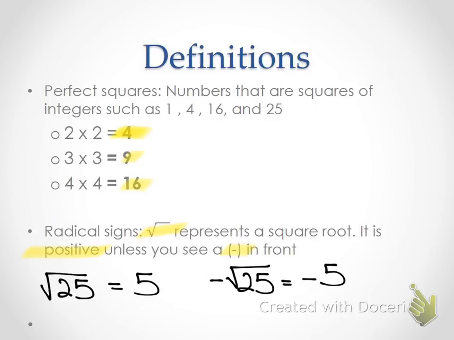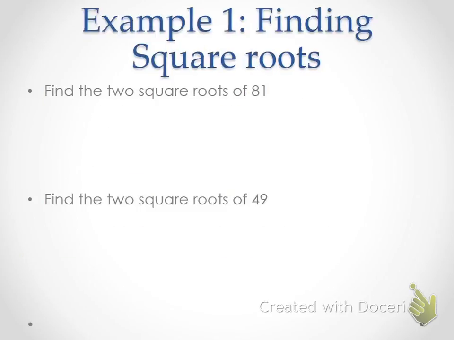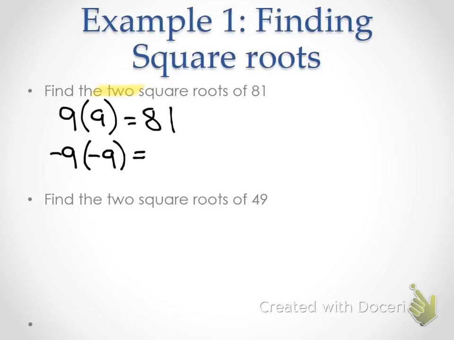All right, so now let's kind of start putting it all together. Finding square roots. Find the 2 square roots of 81. Well, why are there 2 square roots? Well, it's because what's 9 times 9? 81. What is negative 9 times negative 9? Positive 81. It's 2 negatives. That's an even number of negatives. So that's why my answer is positive and negative 9.